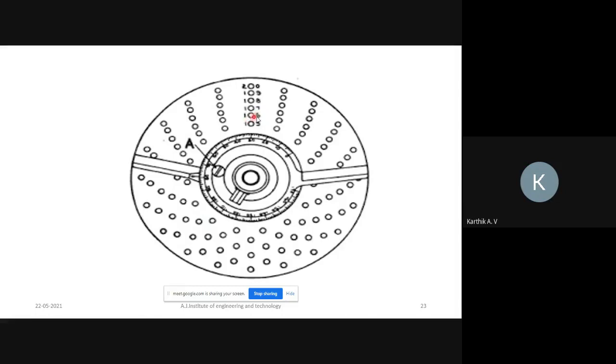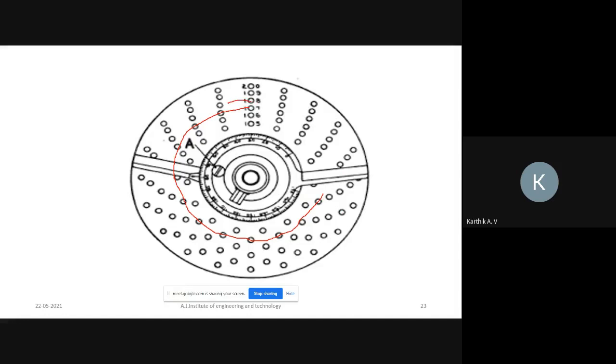So what is this number? 1 as well as 6. 1 6 is nothing but the 16-hole circle. This circumference, this whole circle, has a total of 16 holes. Similarly, this one is the 17-hole circle. Like this it has a total of 17 holes.